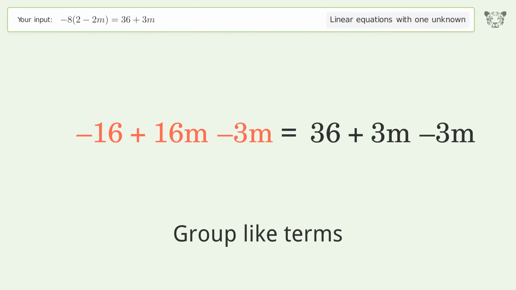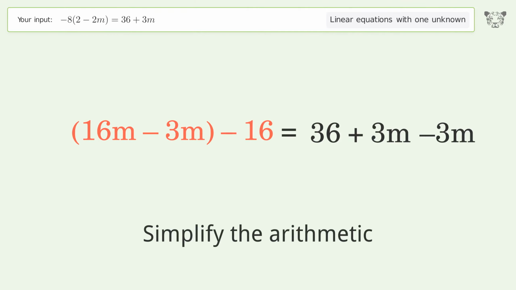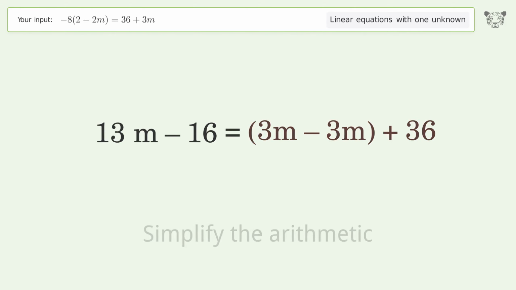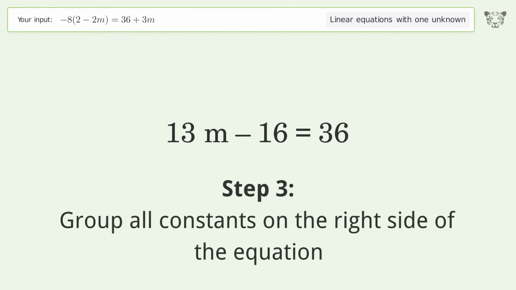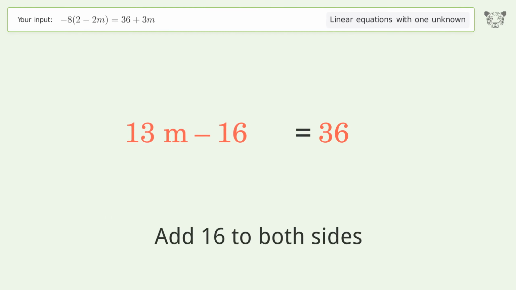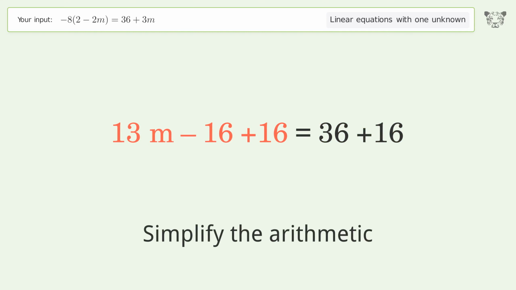Group like terms. Simplify the arithmetic. Group like terms. Simplify the arithmetic. Group all constants on the right side of the equation. Add 16 to both sides. Simplify the arithmetic.